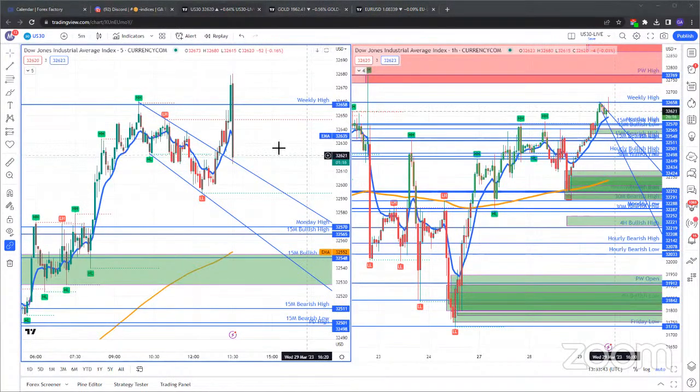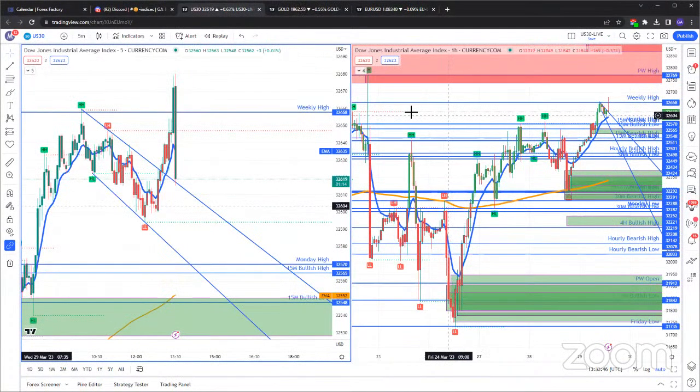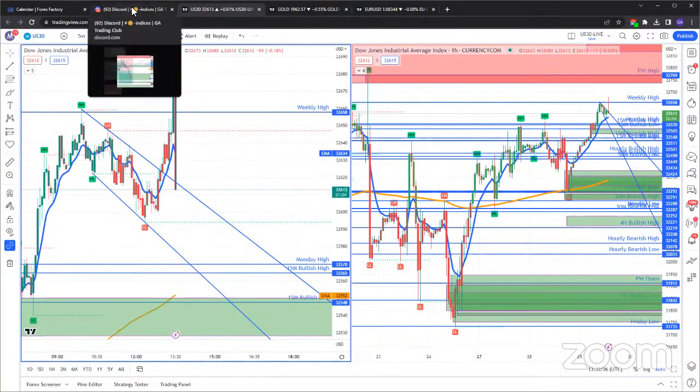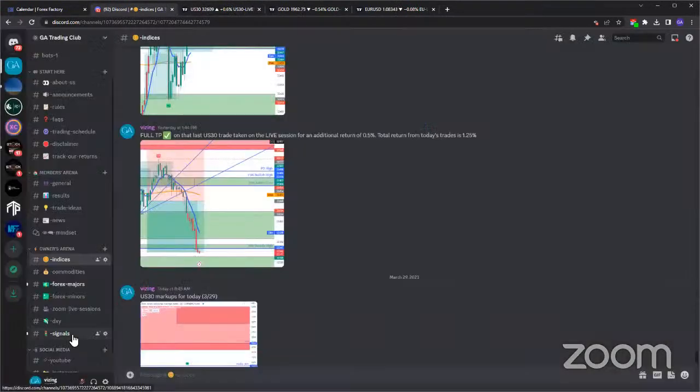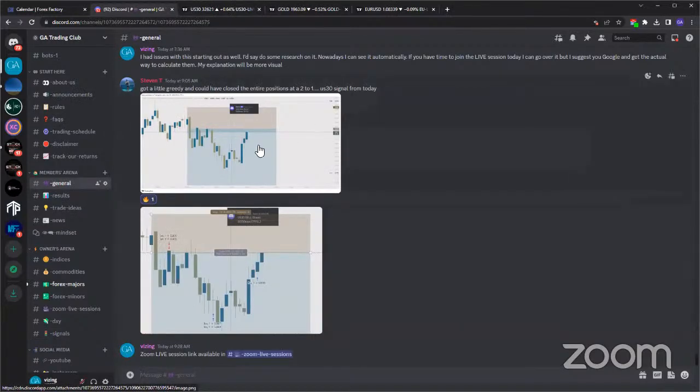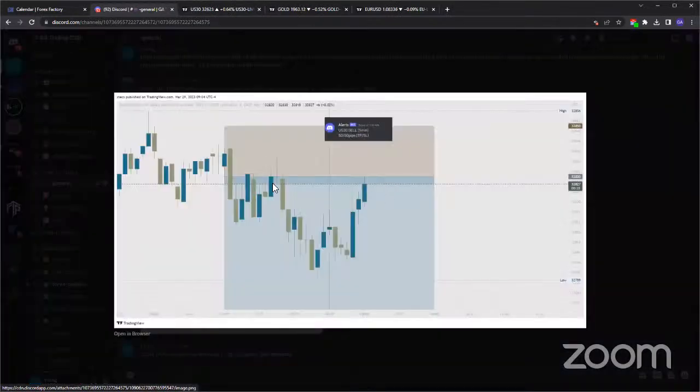If you're just joining, I'm looking for buys on US 30, but we need the first 5 minutes of New York Open to finish in order not to get faked out. The signals we've been receiving have been good. This US 30 signal did drop a little bit into profit. I think Steven posted this. It did drop about 40 pips into profit, and then came back and reversed.